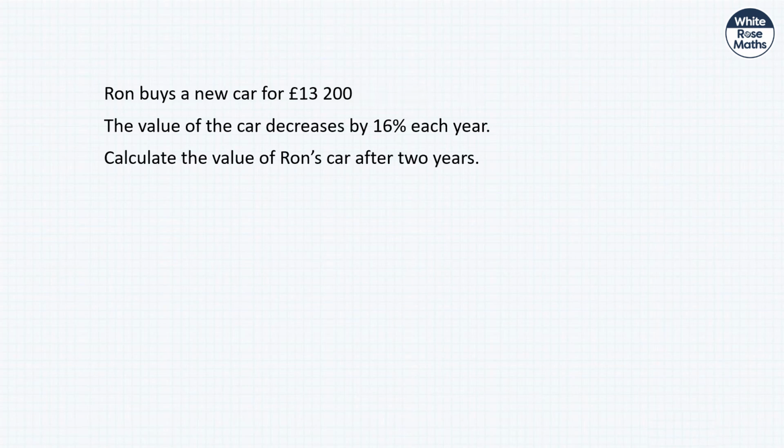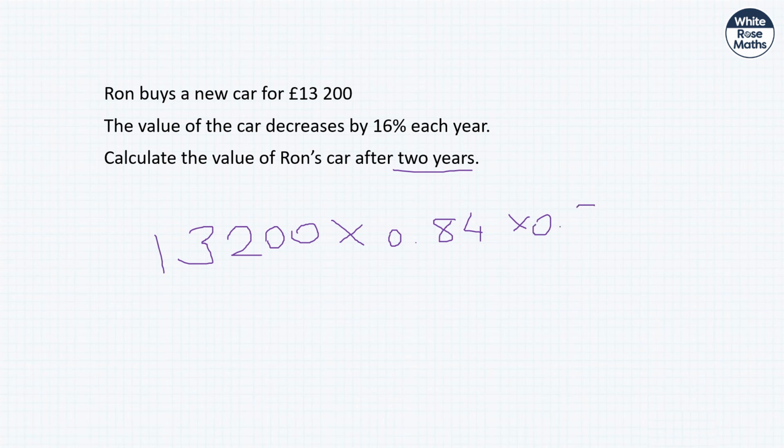There we go. Ron buys a new car for £13,200. The value of the car decreases 16% each year. Calculate the value of Ron's car after 2 years. So I'm going to do 13,200 multiplied by 0.84, times 0.84 because it's 2 years. That'll be after 1 year, that'll be after the second year. Or times by 0.84 squared, or to the power of 2.